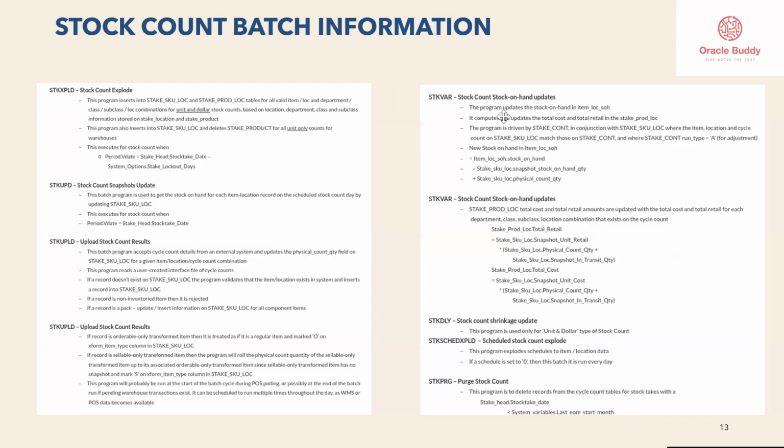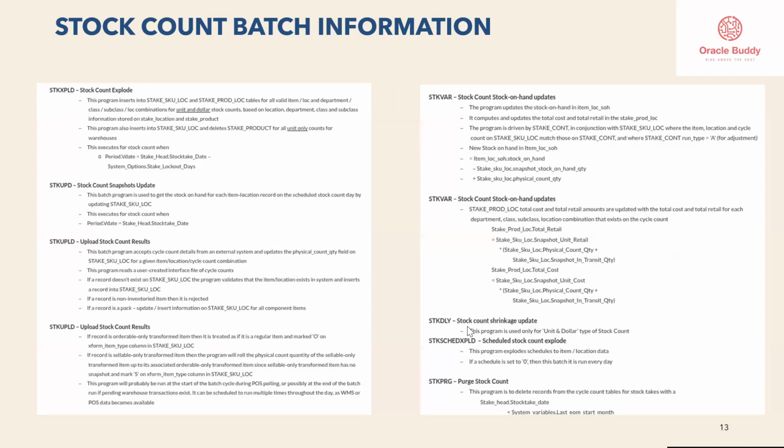Then STK_VAR, it will check the variance. So item log location stock on hand minus tax queue log snapshot stock on hand quantity plus tax queue log physical stock count quantity. So this will be the new stock on hand. Then STK_WARF, stock on hand for updating the on hand updates. So these are the formulas for that.